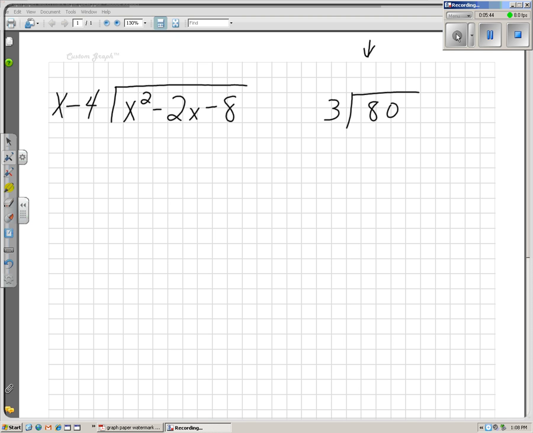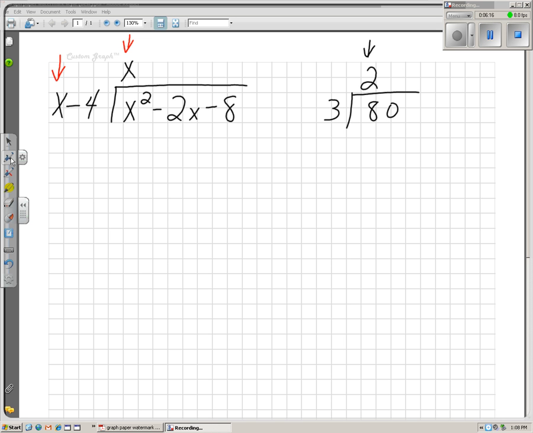I'm going to ask myself right here, how many times does 3 go into 8? Or what can I multiply 3 by to get 8, or at least get pretty close to 8? And I would decide on the number 2. Now, over here, I'm asking the exact same question. Now for this, I'm just going to look at this first term x to answer my question. What can I multiply x by to get x squared? Well, that's simple. I would multiply it by x, okay? Because x times x equals x squared.